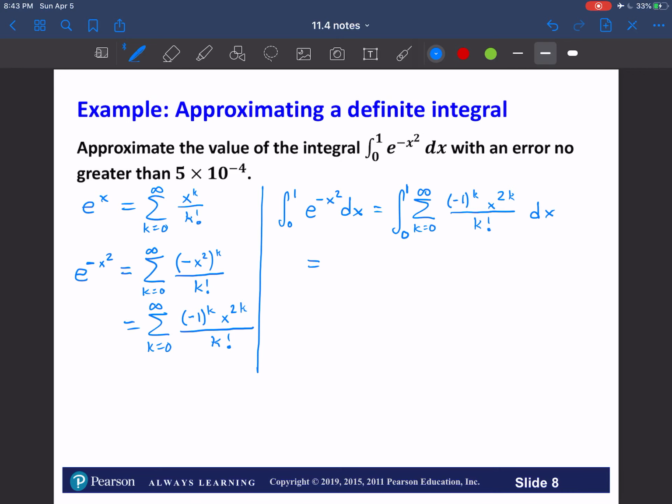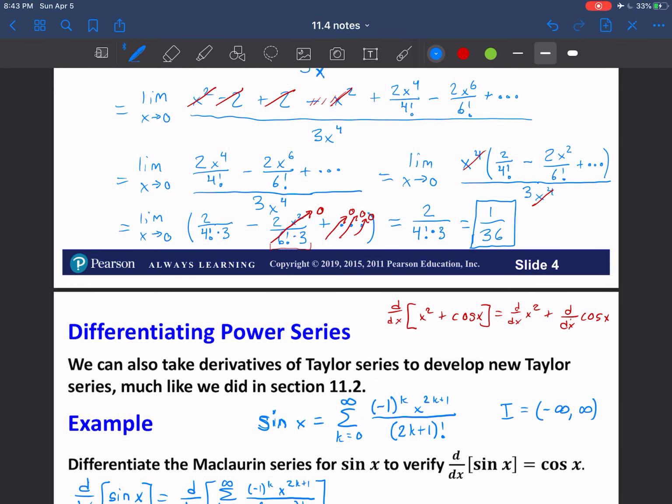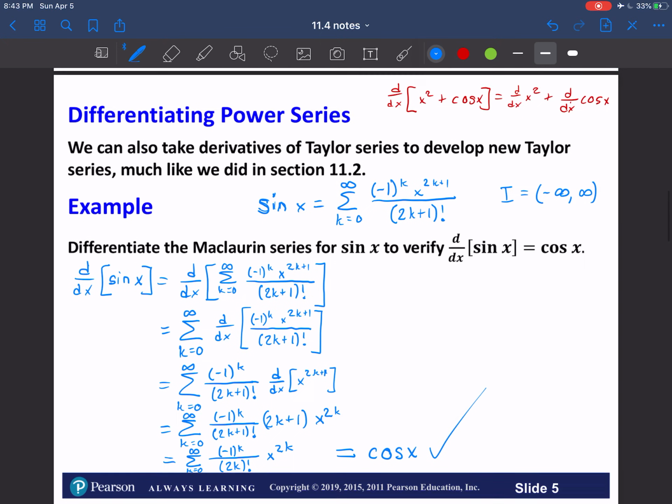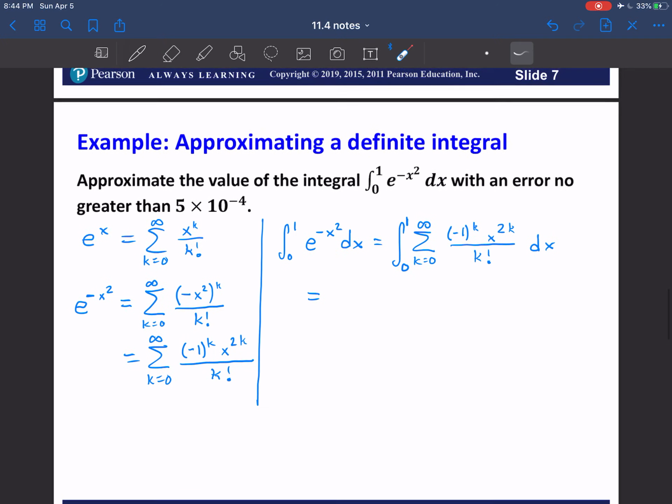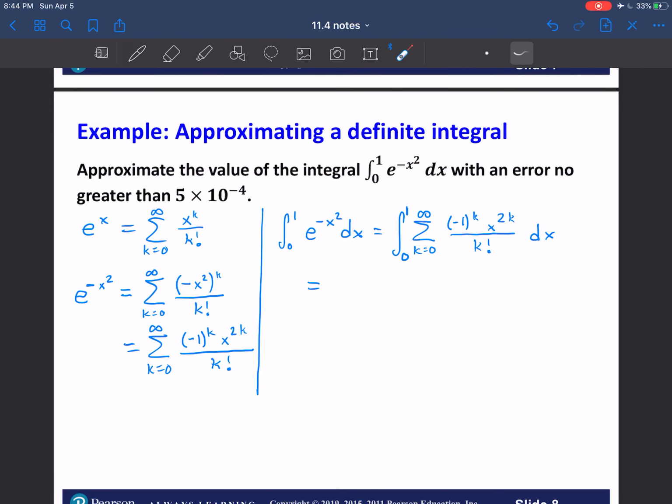Just like we did with one of these previous examples where we split up the derivative term by term. Notice how the derivative can be split by term whenever you sum a bunch together. We will do the same thing here, except we are going to split the integration term by term. So we can swap this integral with the summation. And so that's going to look like the sum from k equals 0 to infinity of an integral from 0 to 1 of negative 1 to the k x to the 2k all over k factorial dx.